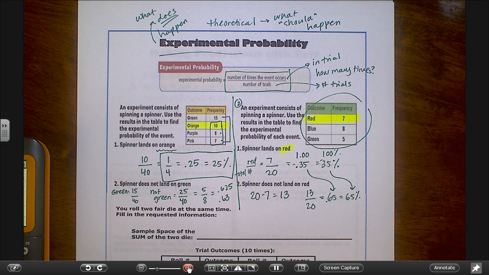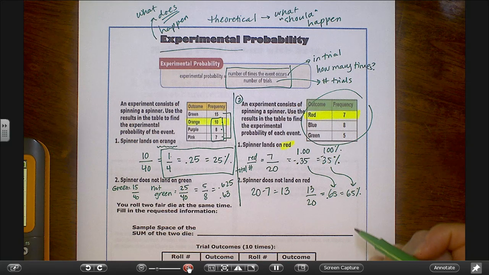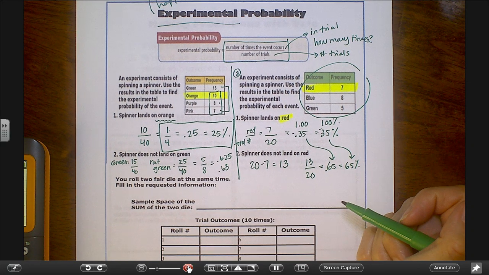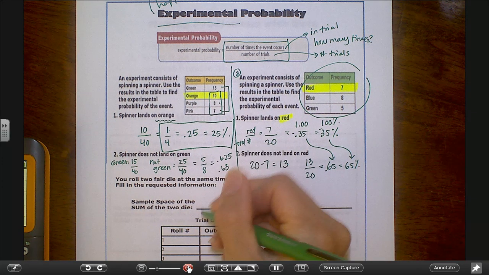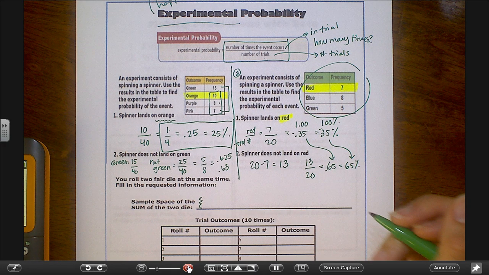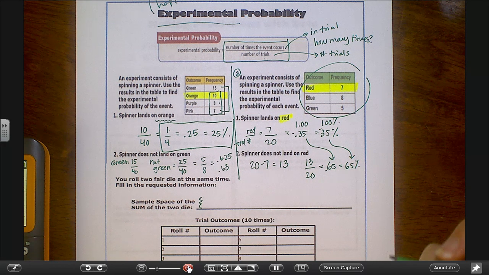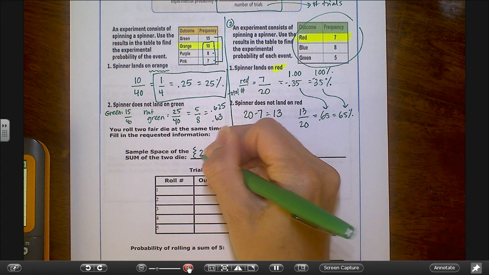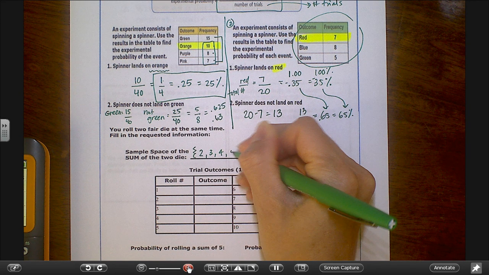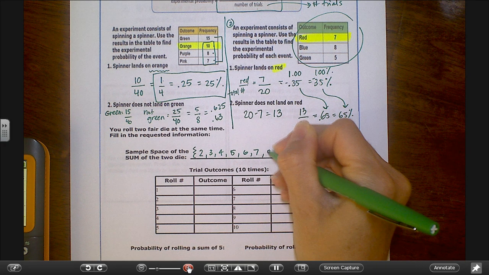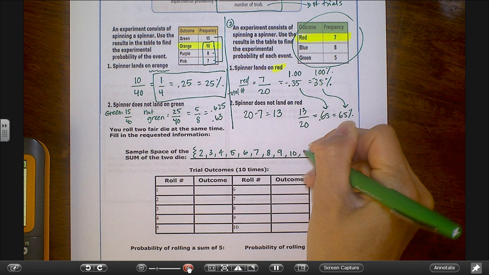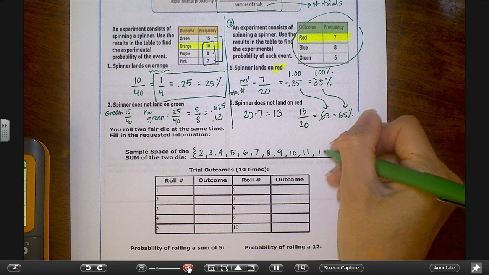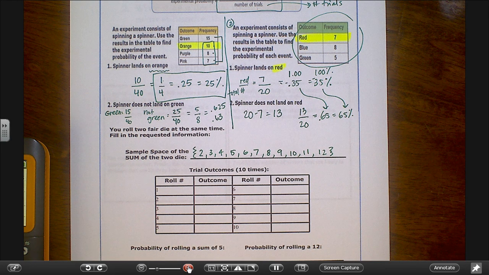All right, roll 2 fair dice at the same time. Sample space of the sum of 2 dice. So we kind of did this on the sample space one yesterday. The sum of 2 dice, the lowest possible I could have is if they both land on 1. So 1 plus 1 would be 2. And then I have every single possibility, 8, 9, 10, 11, up to if they both land on 6, so 12. That's my sample space. Just a little review from yesterday.